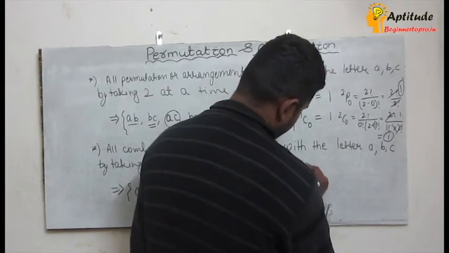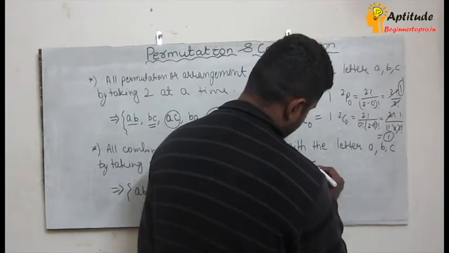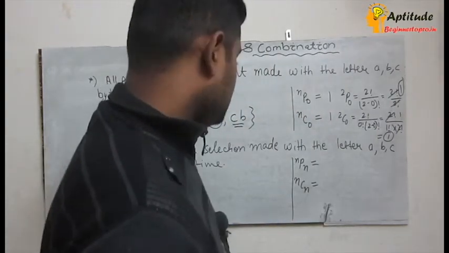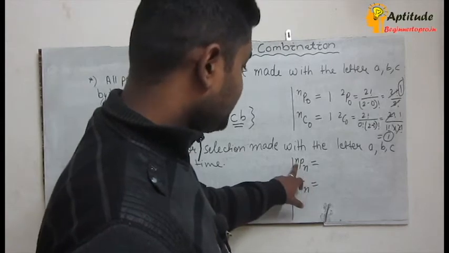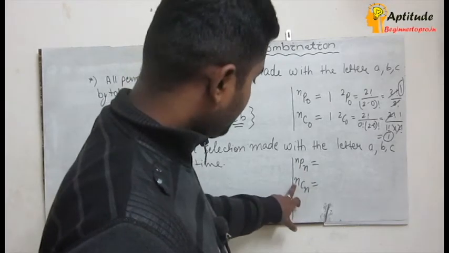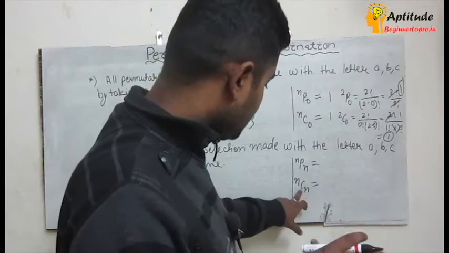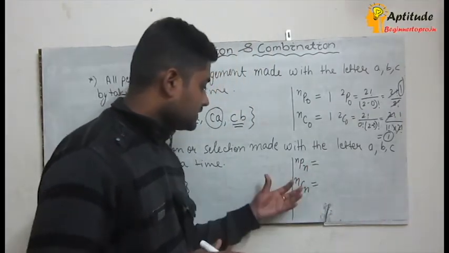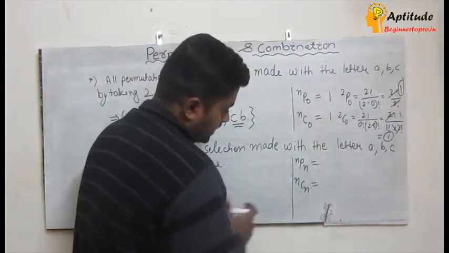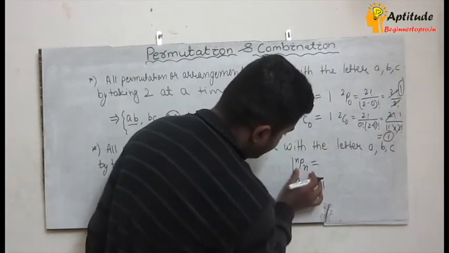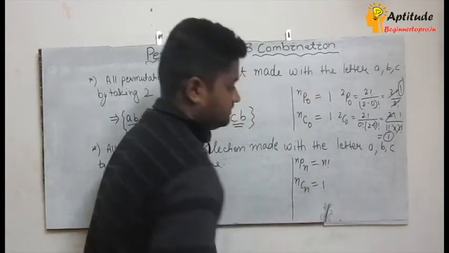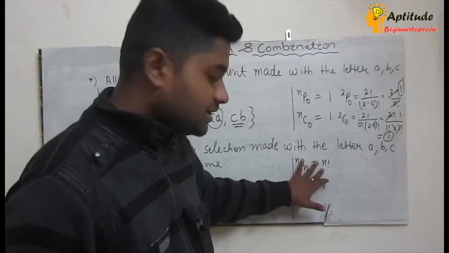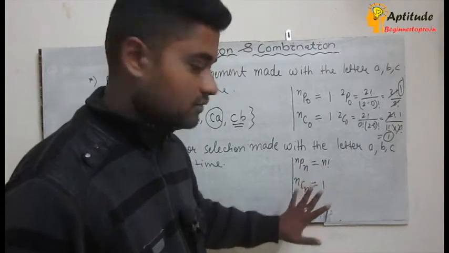Similarly, if we see NPN and NCN, okay. So NPN means the value of N and R are same. The value of N and R is same in case of combinations as well as permutations. Whenever you see this kind of situation, NCN is nothing but 1, NPN is nothing but n factorial.